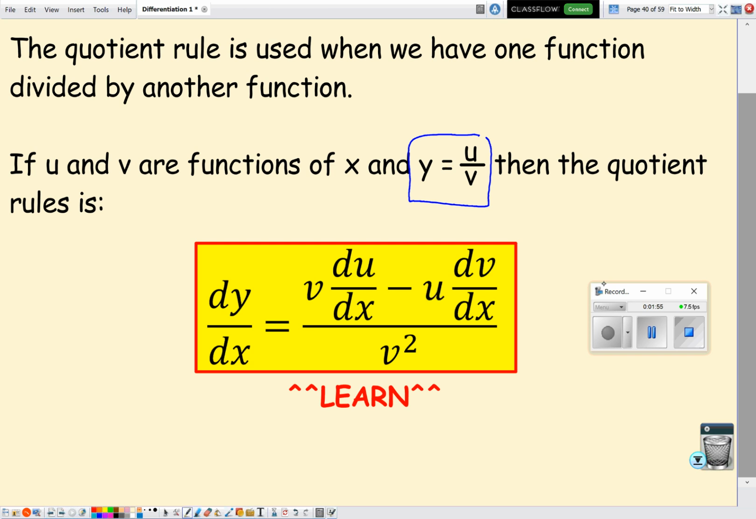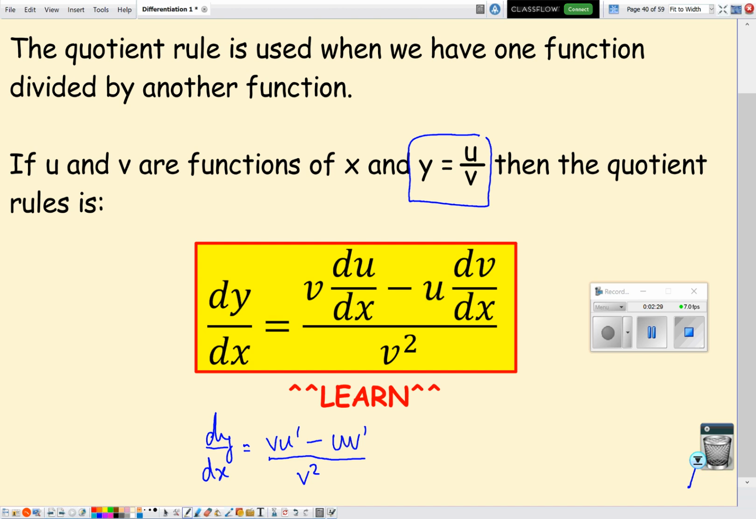There is a shorthand way of writing this out. Again, as there was with the product rule, we can say dy by dx equals v u dash, take away u v dash, all over v squared. And that can be the preferred way of writing it, as that avoids having to write du by dx's and dv by dx's.